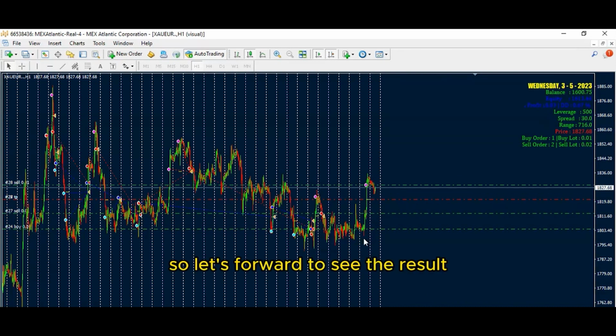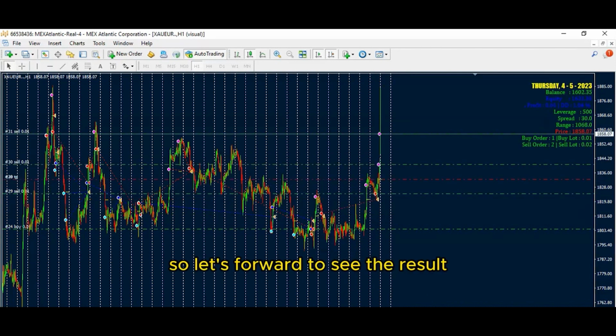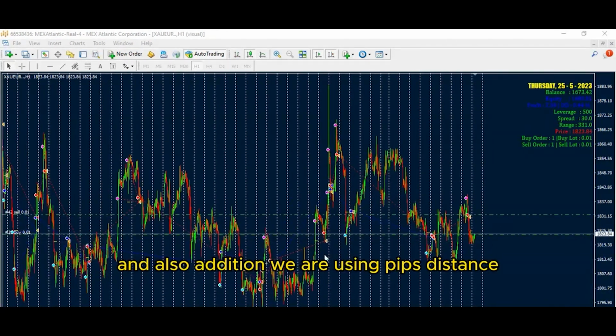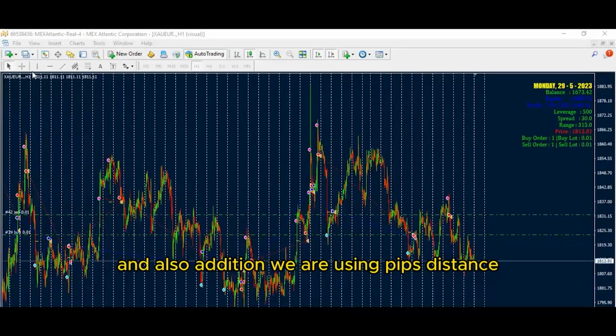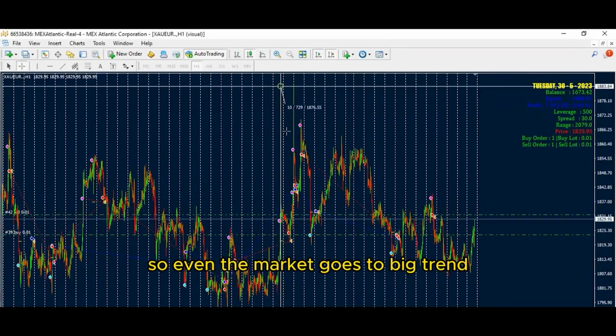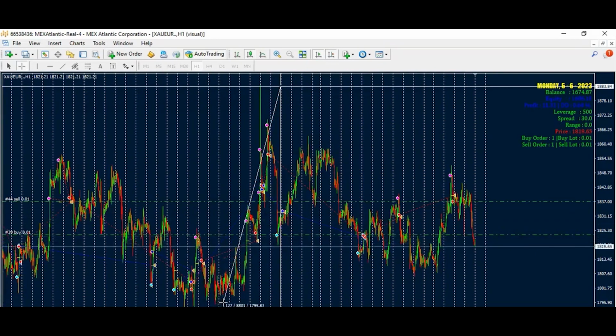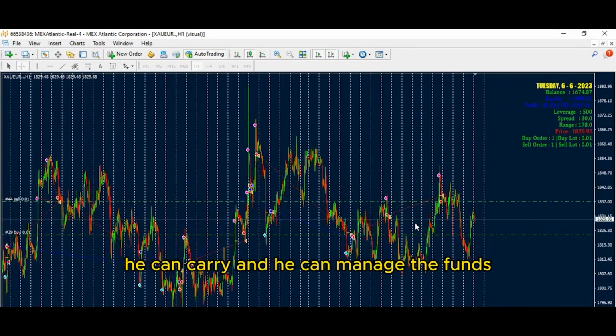So let's forward to see the result. And also in addition, we're using pips distance. So even if the market goes into a big trend, it can carry on and it can manage the funds.